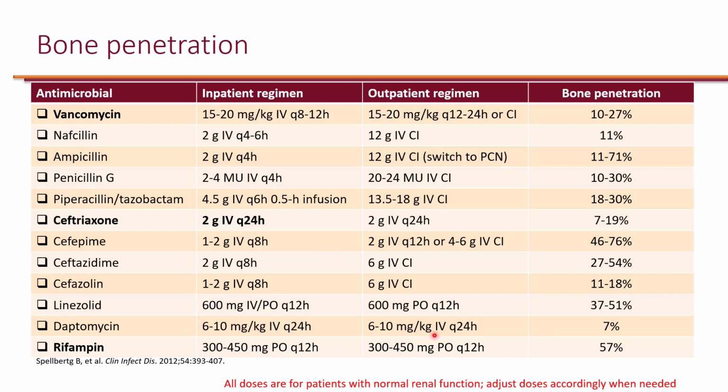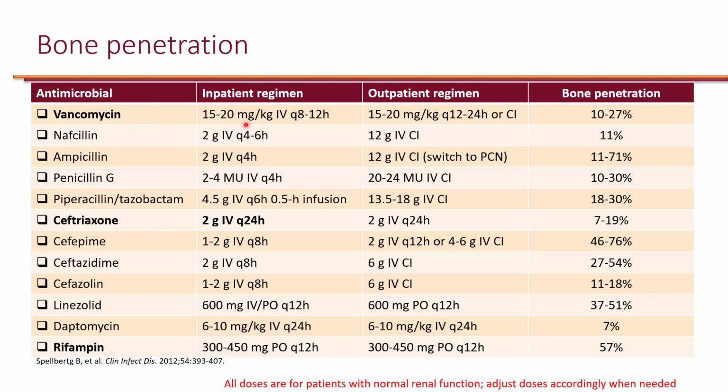Now, some of these agents like daptomycin may seem like they are a poor option for osteomyelitis, but considering that we give a very large dose of these antibiotics like daptomycin, even that small percentage that gets to the bone is going to be a huge concentration of daptomycin. So everything listed in this table is actually an excellent option for treatment of bone and joint infection.